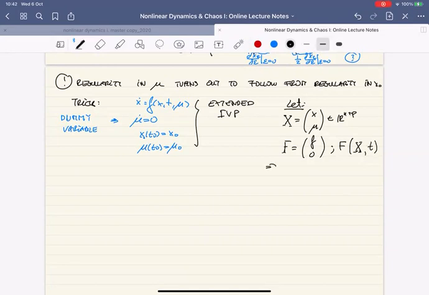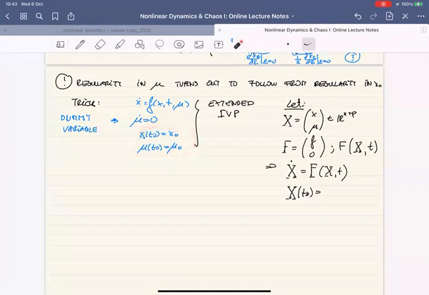Okay, so then I can rewrite the dummy initial value problem as capital X dot equals capital F of (X, t), and capital X at t naught equals (x naught, mu naught), right? I'm just restating the initial conditions here, which I call capital X naught.